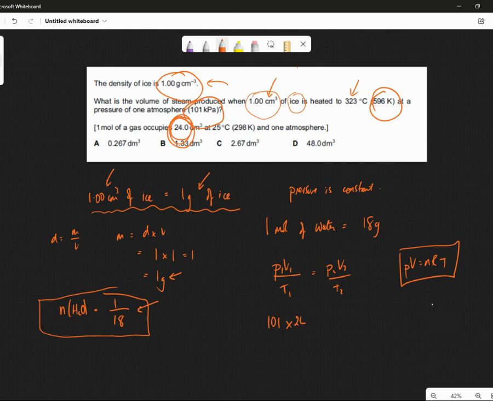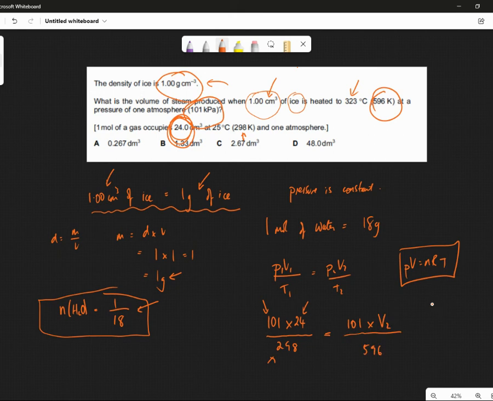And T1 is 298 K. So I know that the volume is 24 at 1 atmosphere at 298 K. That's my first situation. If I heat this up under the same pressure, so the pressure is 101, the new volume will be V2, divided by the new temperature, which is 596.